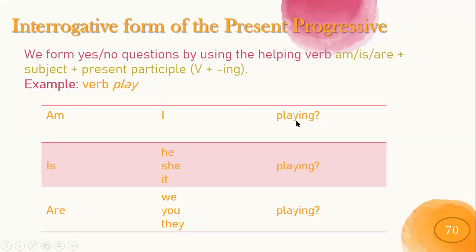Example: am I playing football now? Is he playing video games at the moment? Is she playing soccer in the playground? Are you playing tennis at the club? So you see, this is a yes no question. I start with the helping verb, then the subject, then the main verb, then the completion of the sentence. That's it. Do you have any questions about the interrogative form?